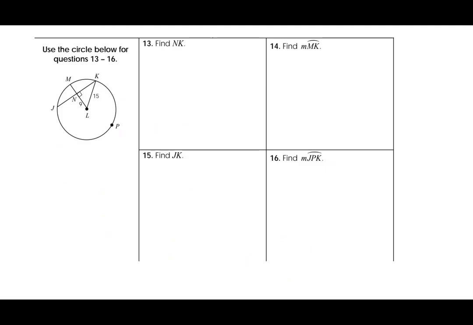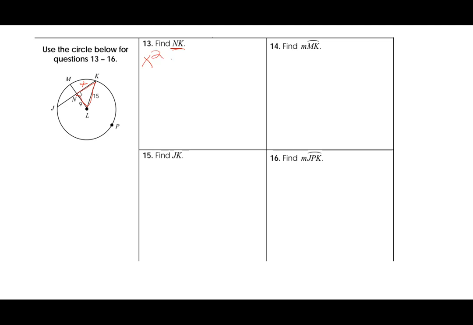Here's another example. This one's towards the end of your worksheet, 13, 14, 15, and 16. So in 13, they want us to find NK, which is this right here. And we have a triangle right here that's a right triangle. So whenever we see a right triangle, we should start to think about the Pythagorean theorem. So that's what we're going to use to find out what NK is.